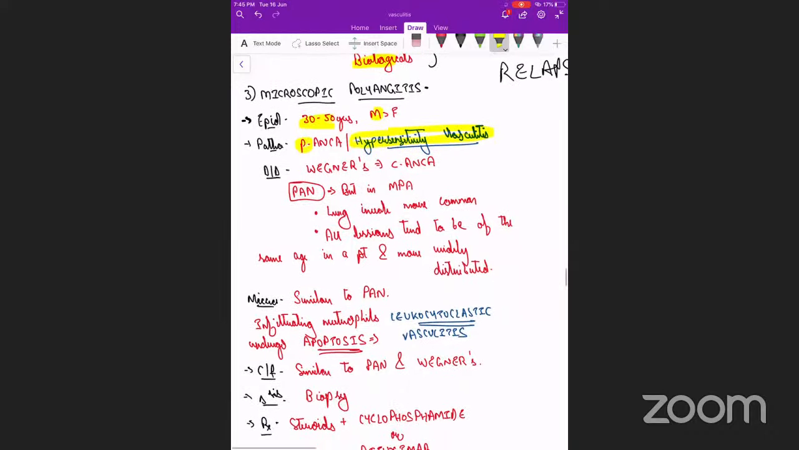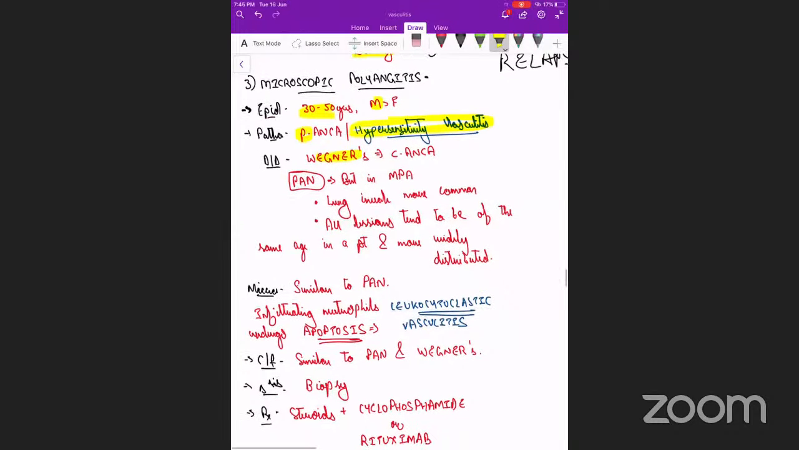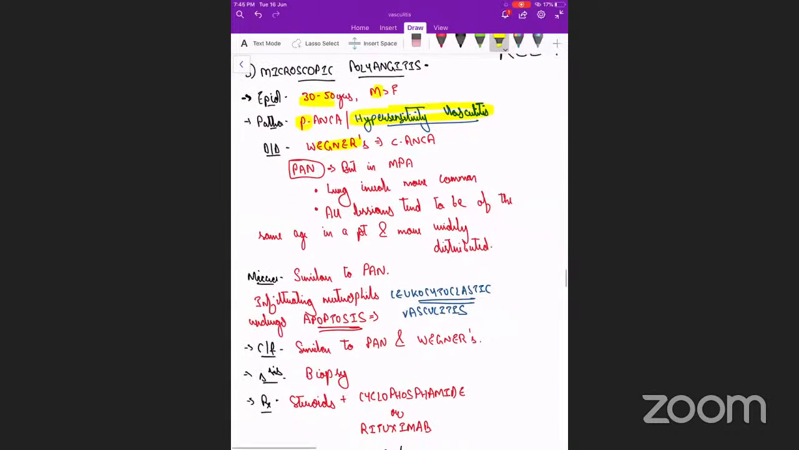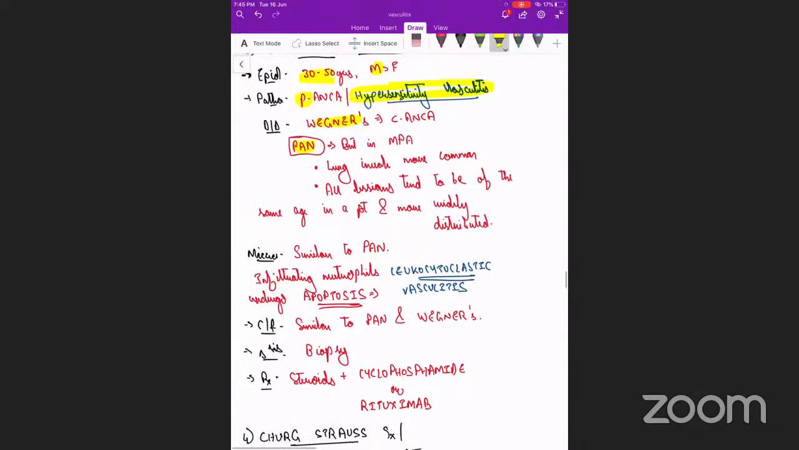Then comes differential diagnosis for this is vaginitis, as mentioned. And one more very close differential diagnosis for this is polyarthritis nodosa. But how do you differentiate it from polyarthritis nodosa? One is lung involvement is more common. Other one is all lesions tend to be of the same age in a patient. Like in polyarthritis nodosa, if one lesion has occurred today, another lesion can take place after a month. But over here, all the lesions tend to be of the same age. That is how we differentiate on biopsy, and it is more widely distributed.